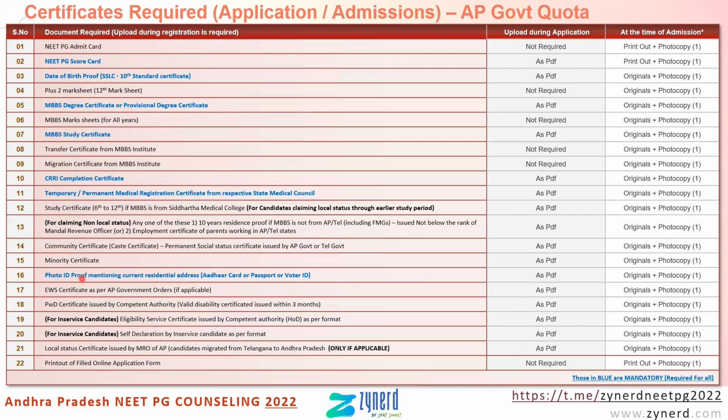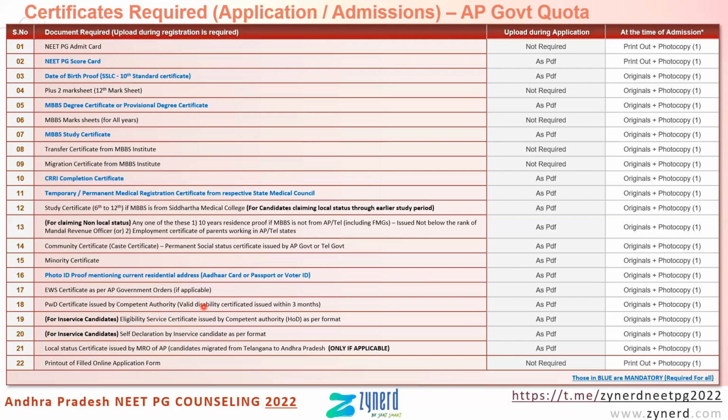And a photo ID is a mandatory requirement for everyone. A photo ID mentioning your current residential address. This current residential address part has been added now. So an Aadhaar, passport or voter ID. Don't mind even if you're eligible through your MBBS and you're from a different state. It is fine if you upload your current residential address, which is not Andhra Pradesh or Telangana. You will be eligible because your eligibility is through your MBBS and not through your residence. EWS certificate we mentioned, and then PwD certificate issued by the competent authority.